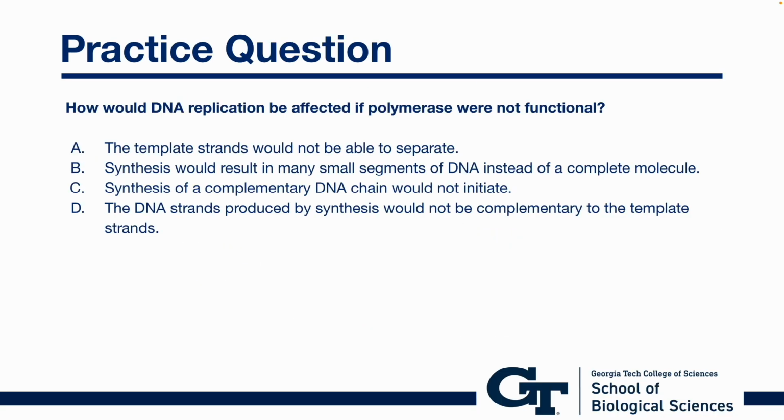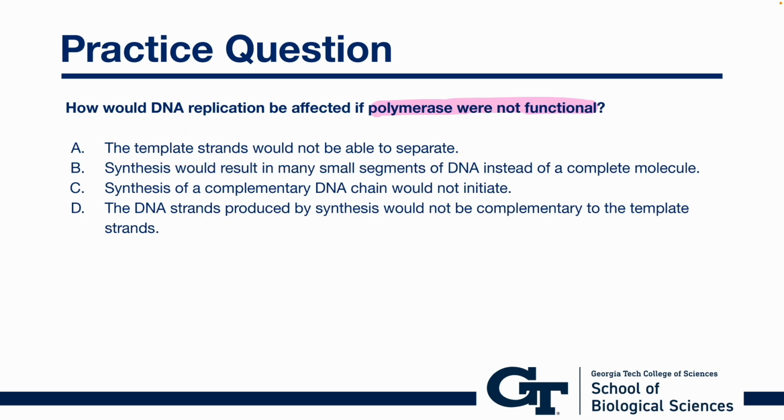So now, with this practice question, I can almost guarantee you're going to see one like it on the exam, where there's going to be a defect with part of the replication machinery, and you have to identify what has gone wrong and what's going to be affected. And in this case, what's going to happen if polymerase is not functional? The best thing I can do is say, go through your answer choices and identify what enzyme is responsible for what. So in this case, choice A says template strands not being able to separate.